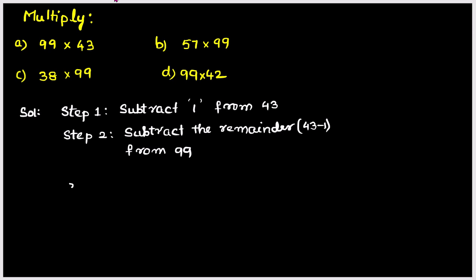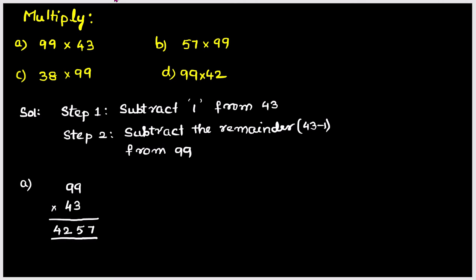So let us check one product. 99 we are multiplying by 43. Very simple. The very first thing is you have to subtract 1 from 43. So what do you get? 42. Now this 42 you subtract from 99. So 9 minus 2 is 7 and 9 minus 4 is 5. So this is the product of 99 multiplied by 43.